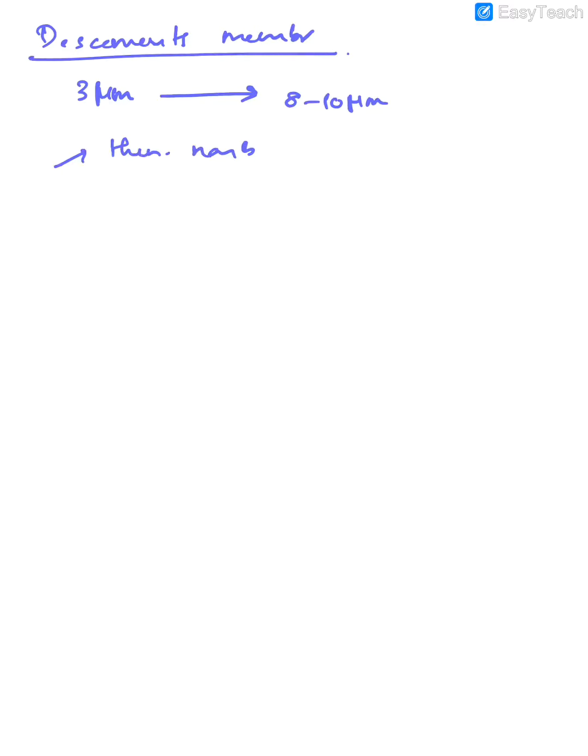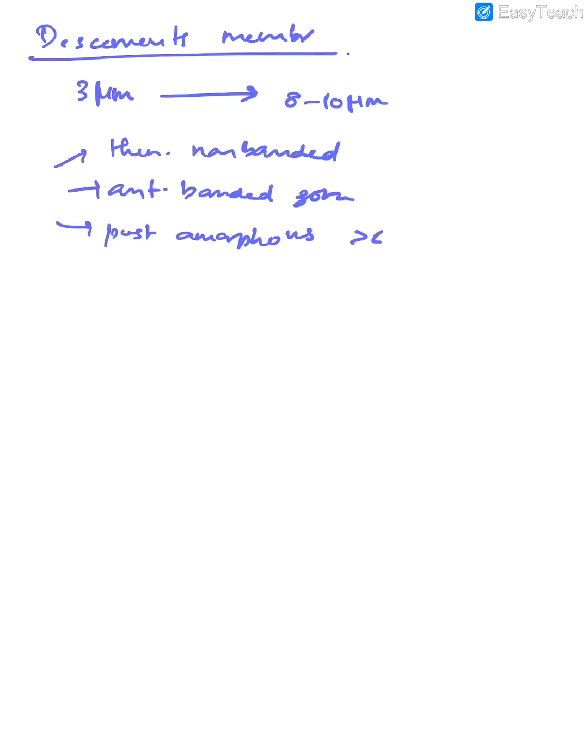Coming to the Descemet's membrane. So Descemet's membrane basically represents the basement membrane of the corneal endothelium. At birth it is 3 micrometers, and in an adult the value ranges from 8 to 10 micrometers. It has a thin non-banded layer near the stroma, an anterior banded zone and a posterior amorphous zone, which constitute more than 4 micrometers, that is around 2/3 of the thickness.